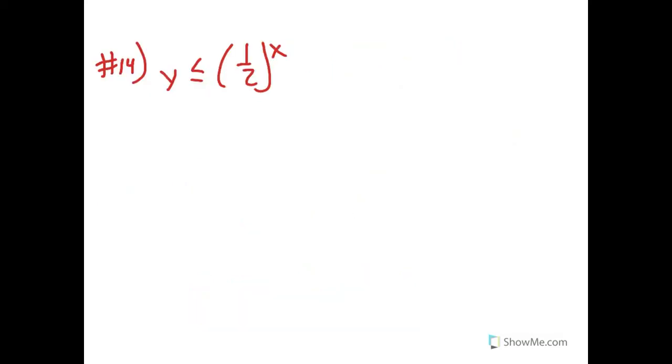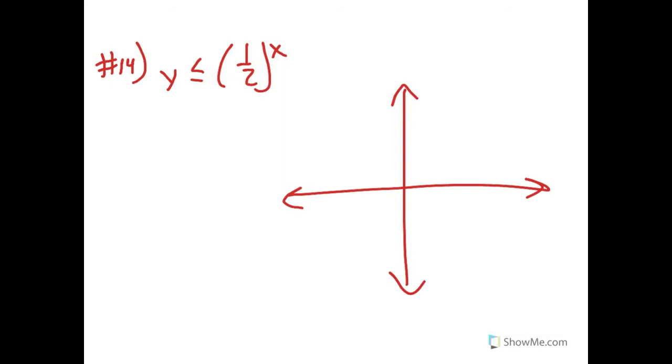Number 14, so y is less than or equal to. So we're going to have to do some shading. We got 1/2 to the x. If you want your base to be integer, and you do, trust me, you're going to change this to y is less than or equal to 2 to the -x. Reciprocating your base changes the sign of your exponent.